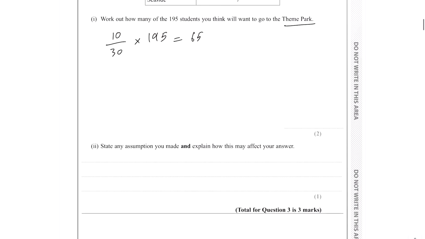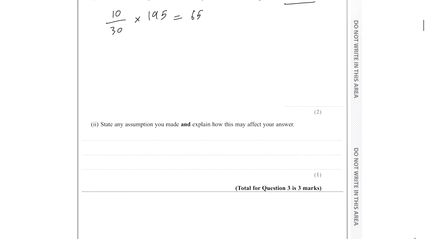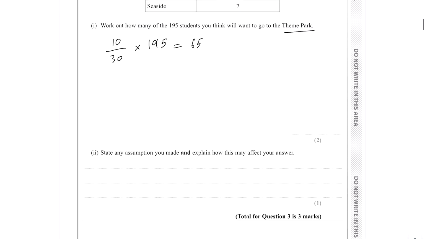State any assumption you made and explain how this may affect your answer. So an assumption we're making here is she's only picked 30 out of 195, so we're assuming the sample is random.